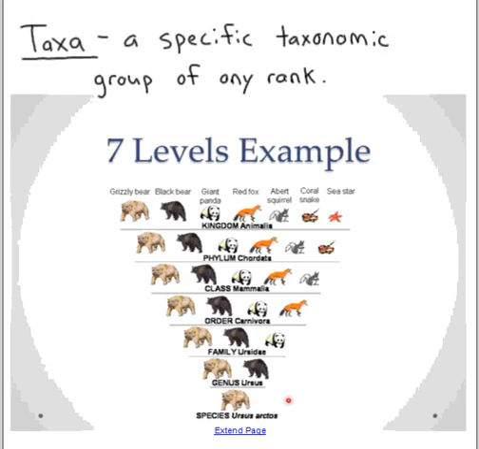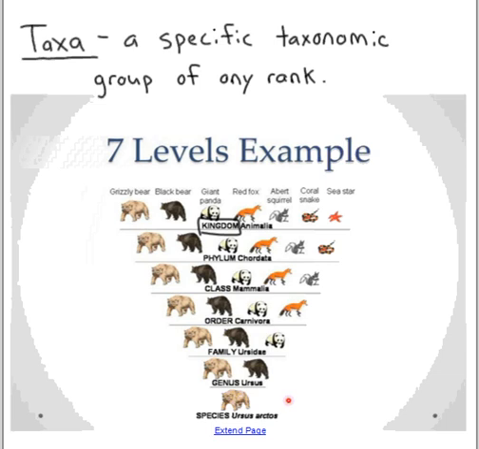So here we go, taxa. Taxa is a specific taxonomic group of any rank. So this example is missing the domain, but the kingdom, so that's a group, and that is a taxa. The phylum, the class, the order, the family, the genus, the species, those are each groups of taxa.